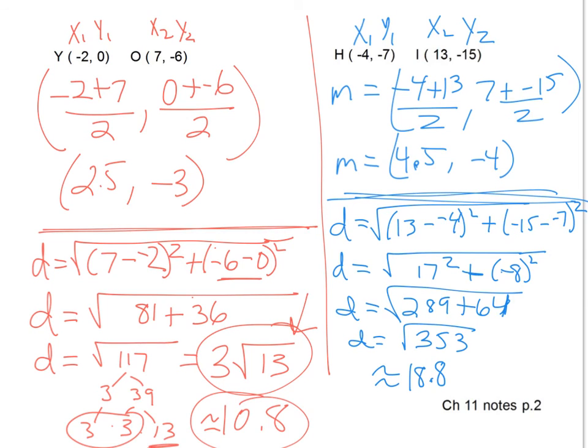All right, so the answer is the square root of 353, which does not have any factors. You cannot reduce it, so you could either write that or you can write 18.8. Those are the two answers. This is simplified and exact. This is rounded. All right, so go back and double check your work if you need to.